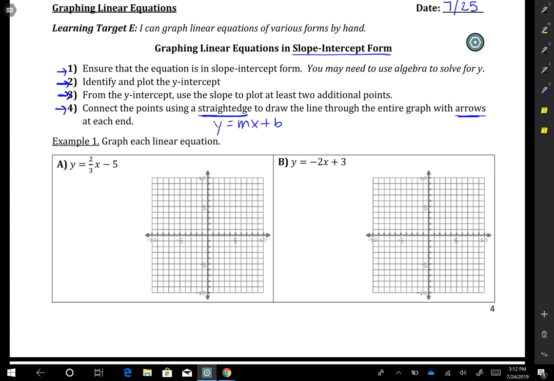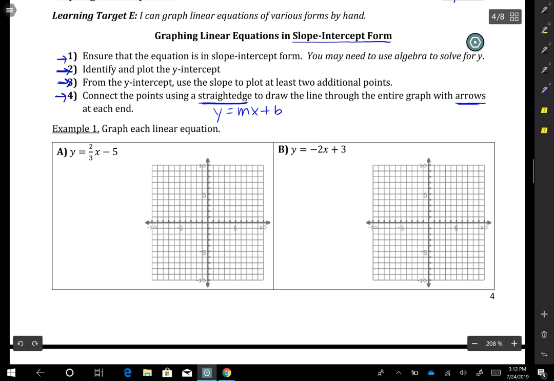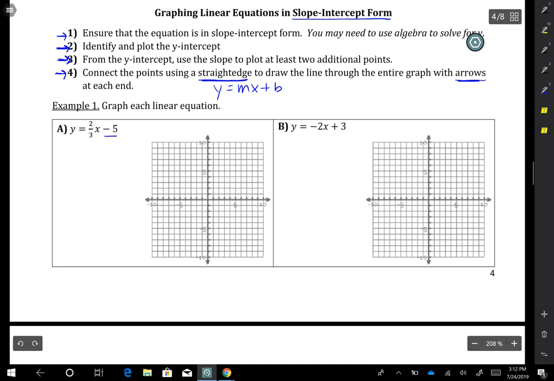So let's look at example 1, graph each linear equation, and letter A is y equals 2/3 x minus 5. So we identify and plot the y-intercept, where the y-intercept is our b. So b equals -5. So I'm going to plot that down here at the point 0, -5. Then I identify the slope. Our slope is 2/3. Remember that that is rise over run. It's your change in y over your change in x.